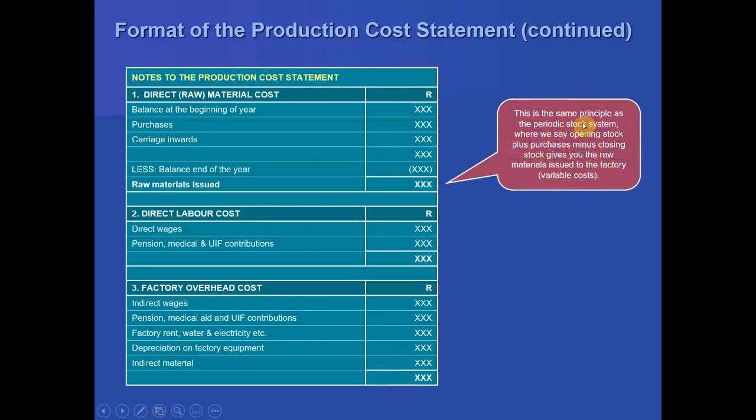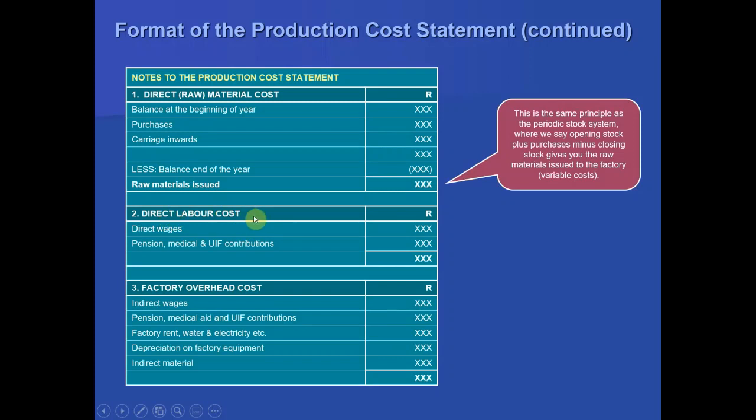So it's the same principle as when we use the periodic stock system, where we say opening stock plus purchases minus closing stock gives the raw material issued to the factory.